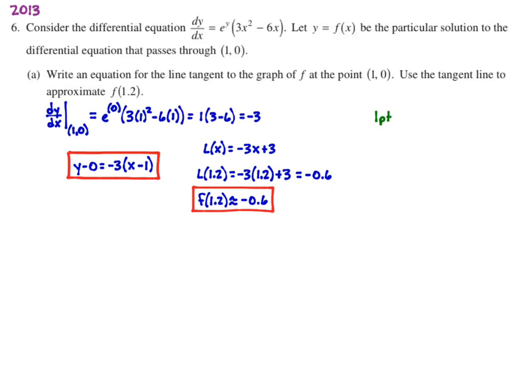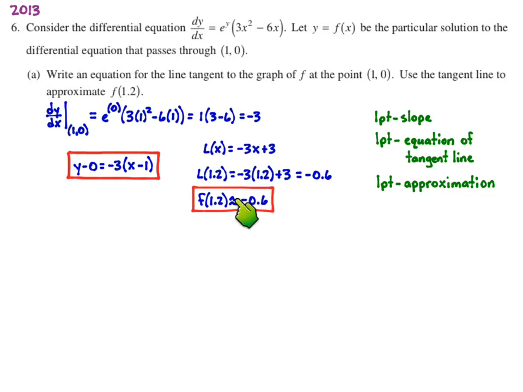All right, you would get 1 point for finding the slope. So basically knowing that you plug (1, 0) into your differential equation and then get negative 3 out, that's 1 point. You would get 1 point for the equation of your tangent line, and then you would get 1 point for your approximation, so 1 point for the negative 0.6 as a final answer.